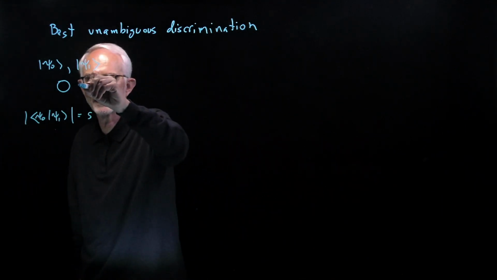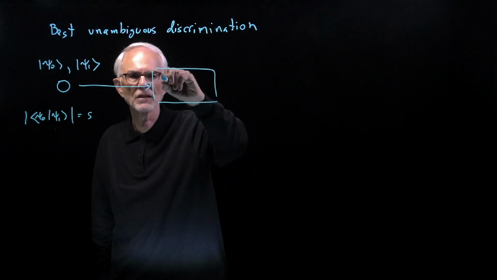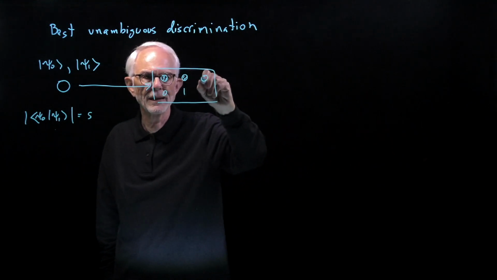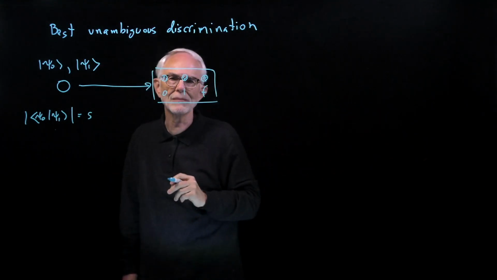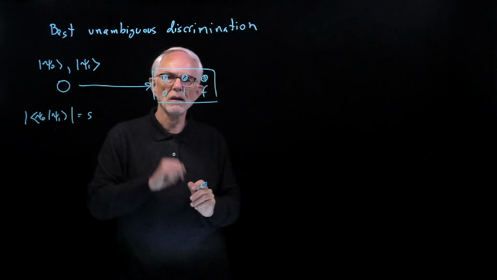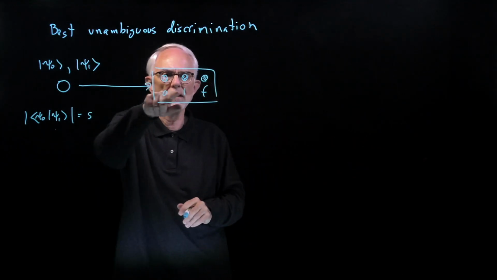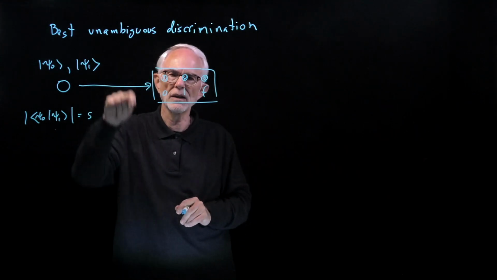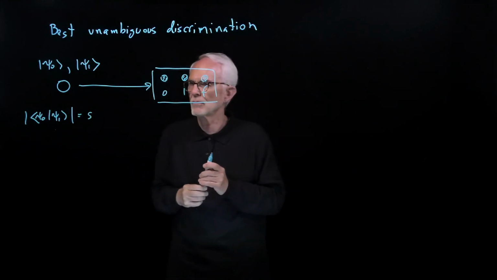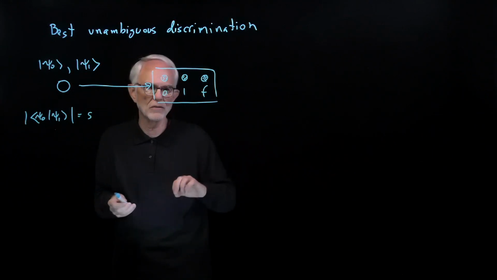And then I send it to my unambiguous discrimination machine, and it has 3 lights on it. It has a light for 0, a light for 1, and a light for fail. So when we put the qubit into the machine, one of those lights is going to light up. If the light is 0, it means it was definitely psi0. If the light is 1, that means it was definitely psi1, and if the light is fail, we're out of luck.